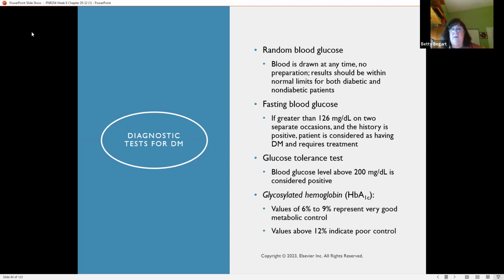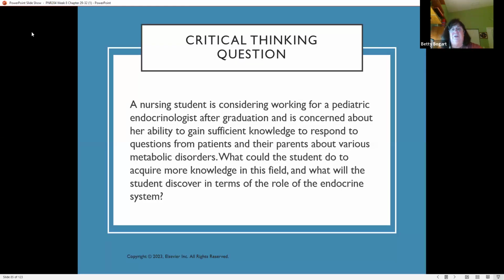So again, that fasting glucose is 126 and the glucose tolerance is more. What they say, look at this, a hemoglobin A1C on children, value 6 to 9 is good. And in adults, we don't want them above 8, do we? So you can see that there's slight differences with children.